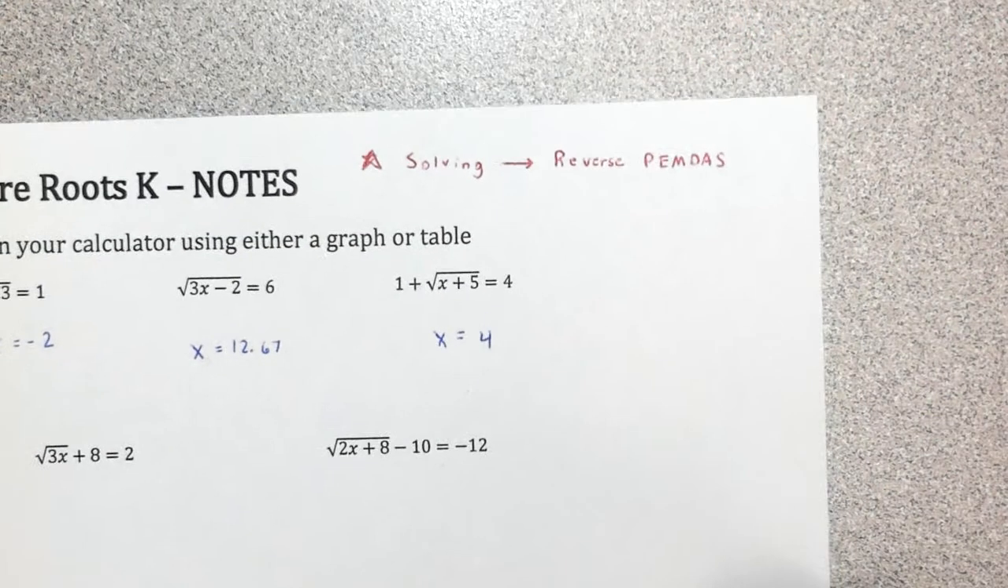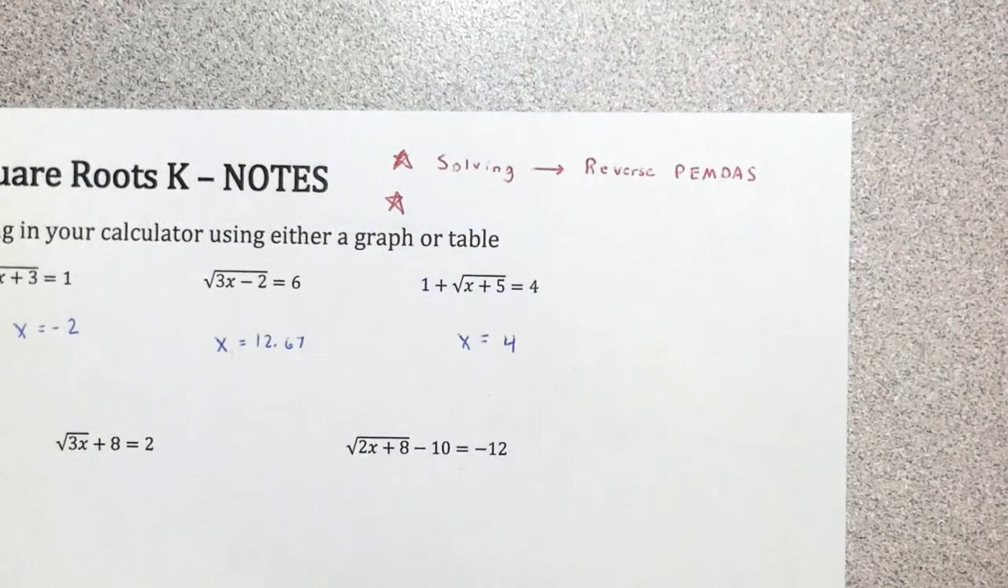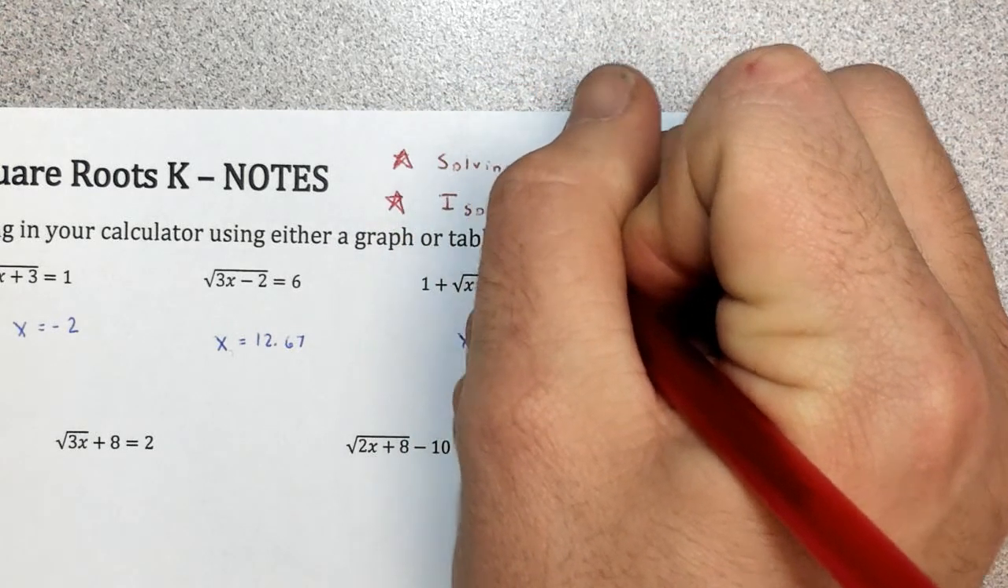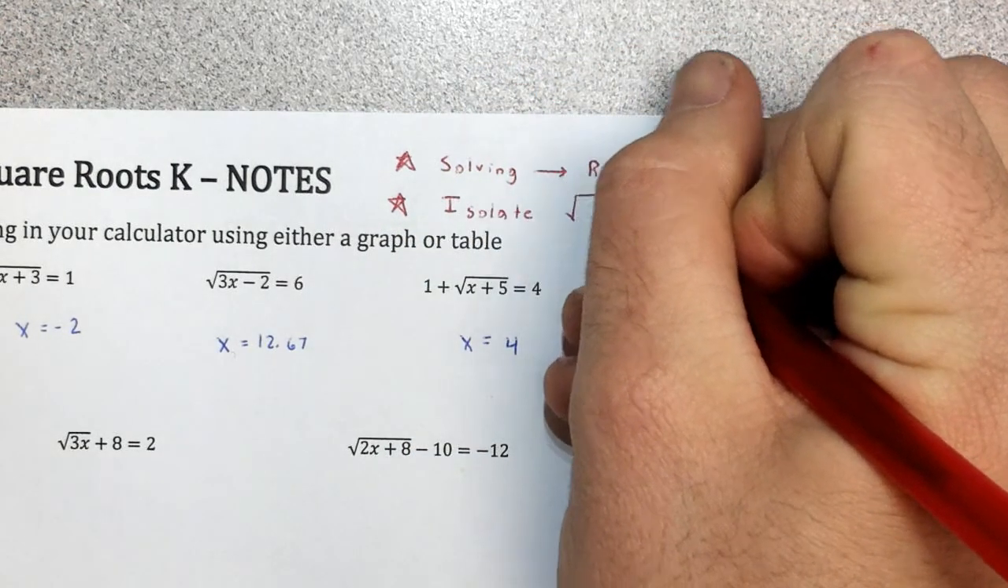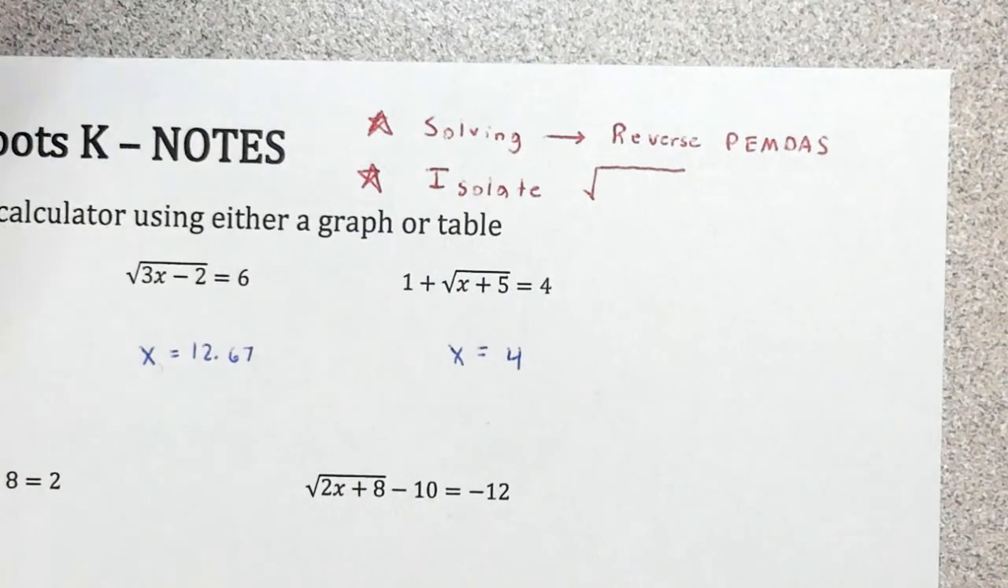The other thing that is very important, I'm trying to isolate the square root term. I'm trying to isolate that thing. Every single time I'm doing this, I'm trying to get that by itself so I can move stuff around and get my answer. Dig? Alright.